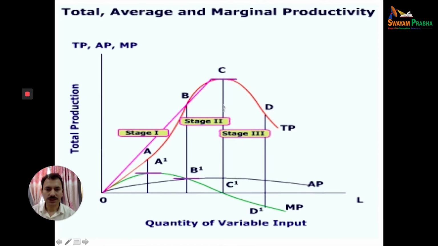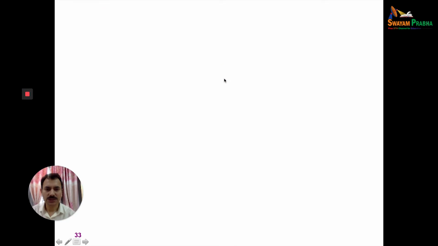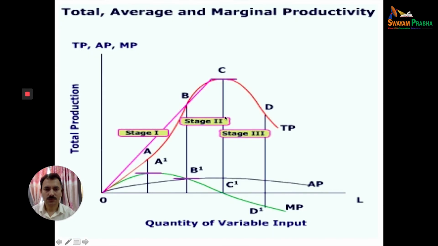Now this C is the maximum output, where MP is 0. Beyond this, when total product starts decreasing, marginal product will be negative.